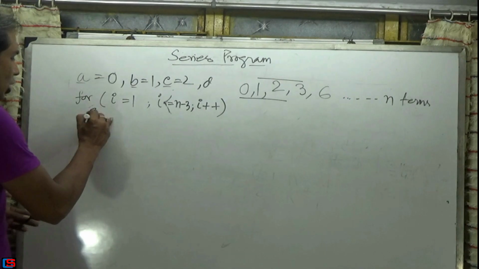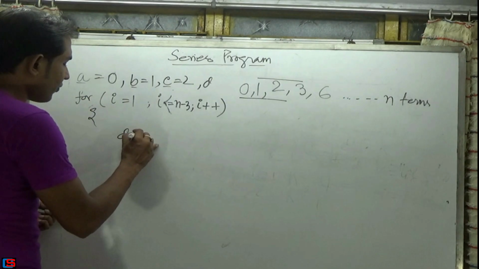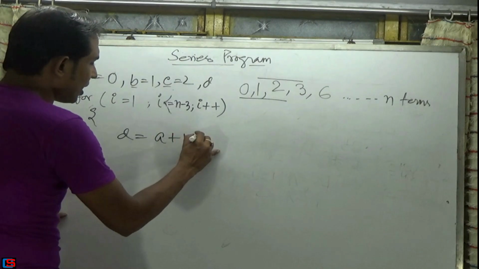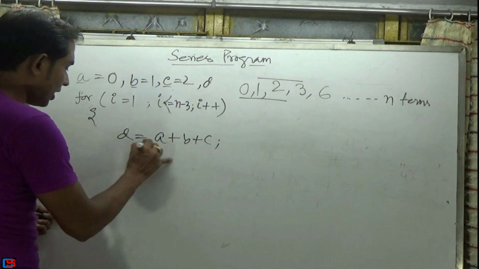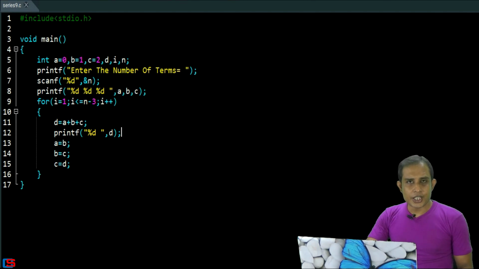Now in this case, you are going to add the first three values, a plus b plus c, and after that you print the value of d. Now come to the next series program, series 9, which is going to print the Tribonacci series. You can see I have already declared a, b and c, initialized as 0, 1, and 2 respectively. Then I am asking the number of terms to print, which is stored in the variable n, and the three terms a, b, c, meaning 0, 1, 2, are already printed before starting the loop.